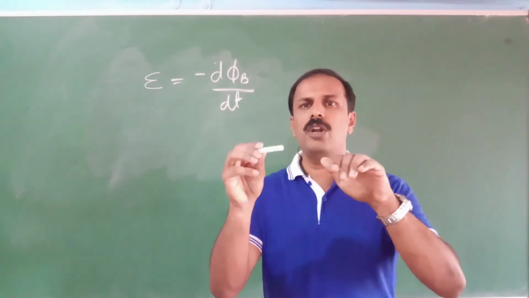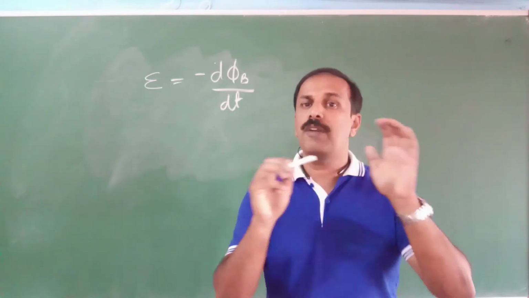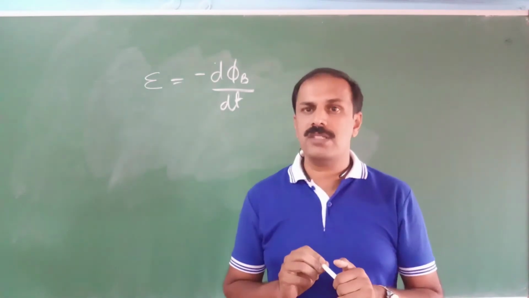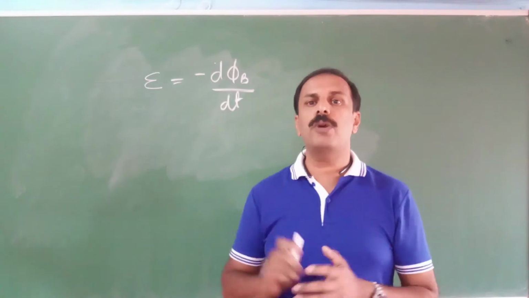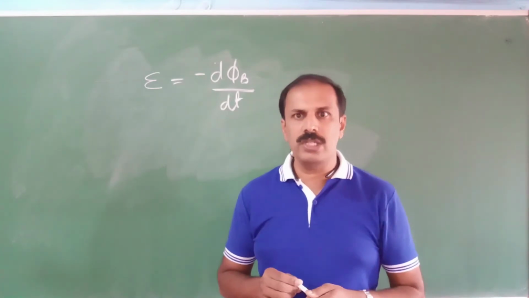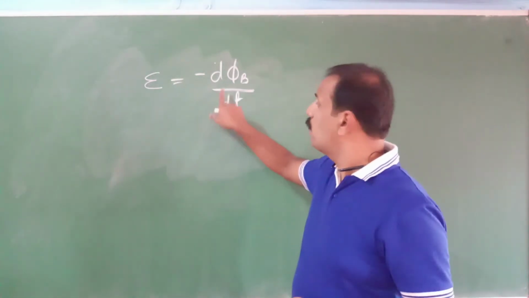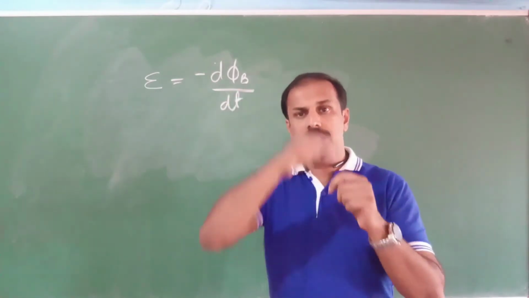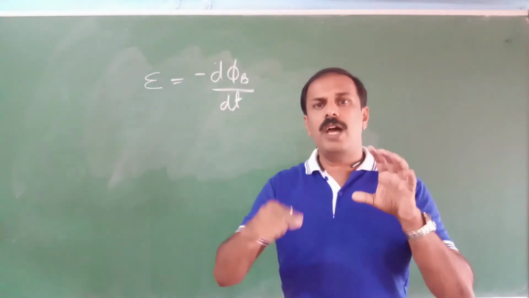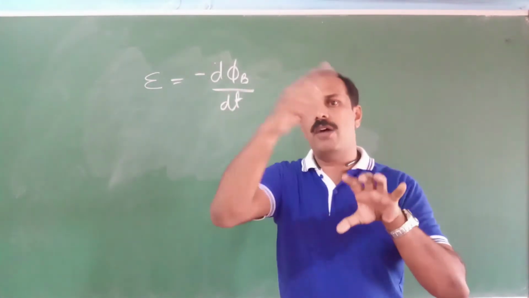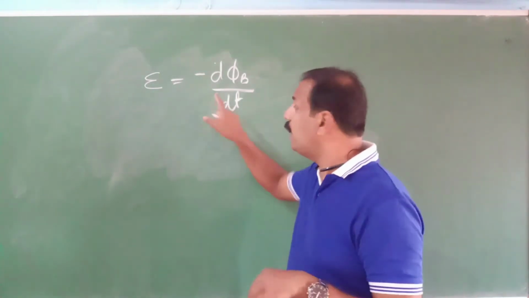So if you are not moving at all, if you are keeping it inside, the flux is constant. The flux is not changing, so it will not produce any EMF. That's also clear. So this is for one coil, a single circle. Now if you have a coil, just like a solenoid, with so many turns, you have to take that number of turns also.